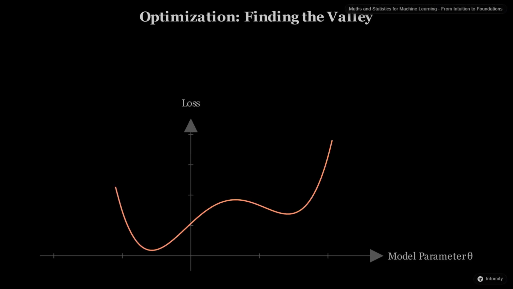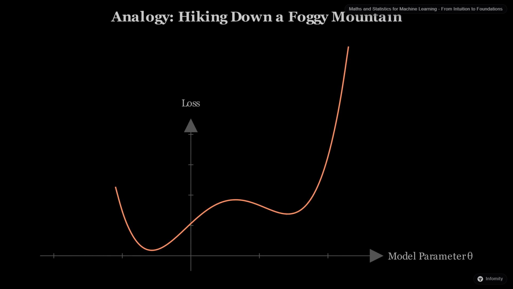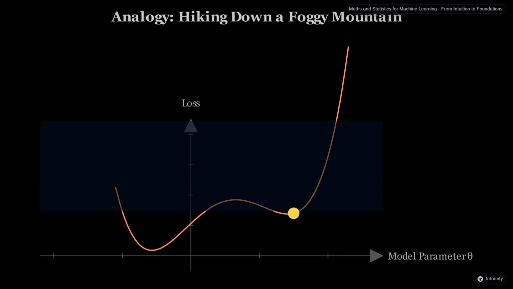Finally, we reach the goal, optimization. This is the process of training a model to be as accurate as possible. Imagine our map has become a three-dimensional landscape. Our goal is to find the lowest point in the deepest valley.